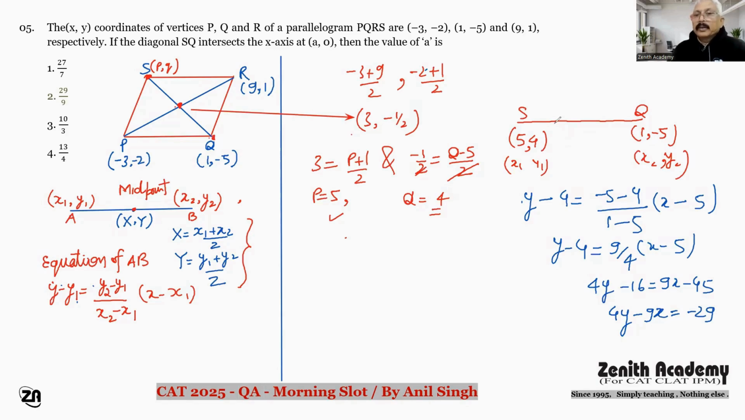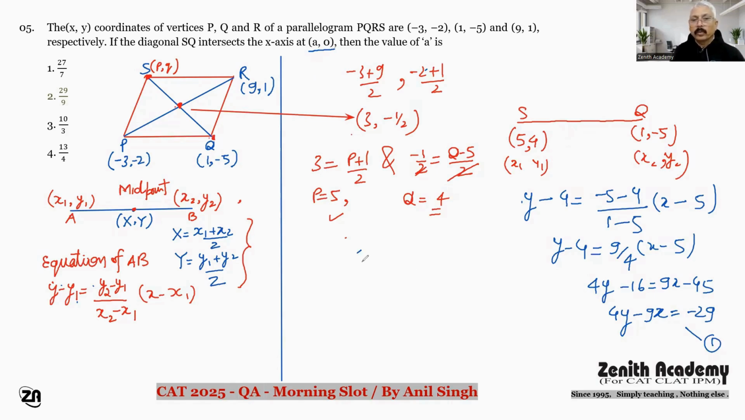So आपके पास इस line SQ की equation मिल गई. अब if the diagonal SQ intersects the x-axis at A0, जिसका मतलब है point A0 लाइन SQ पे लाइज करता है, तो ये पॉइंट इसको सेटिस्फाई करना चाहिए. So now put value of x is equal to a and y is equal to 0 in this equation. ये लाइन SQ की इक्वेशंस है.